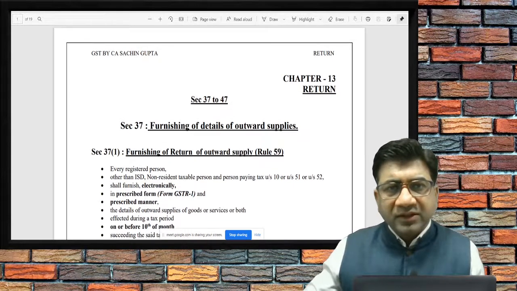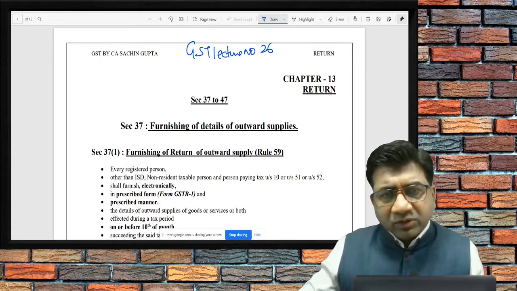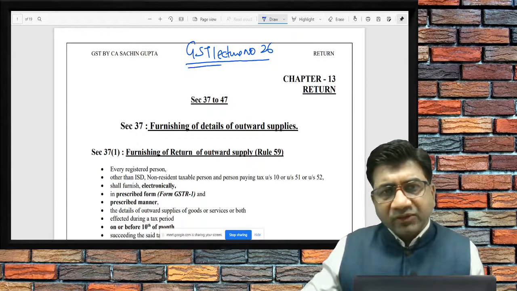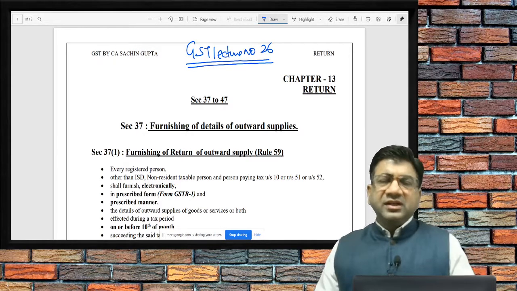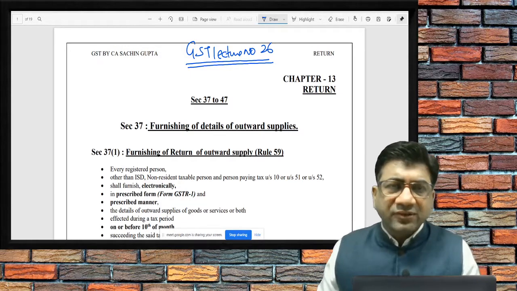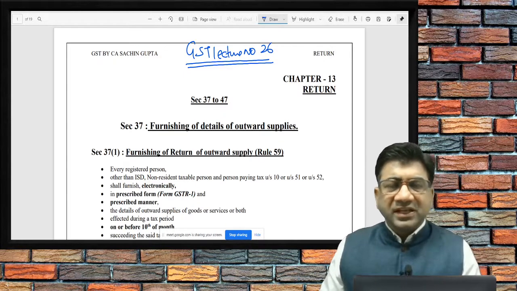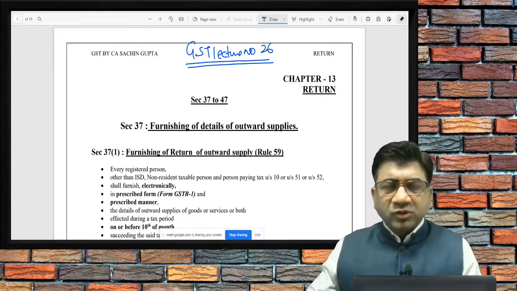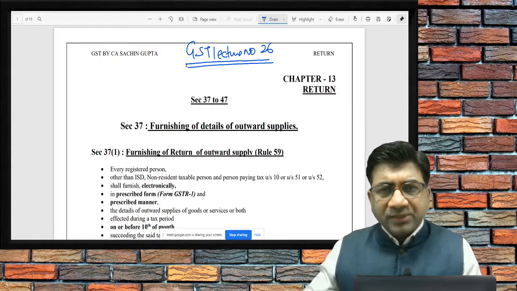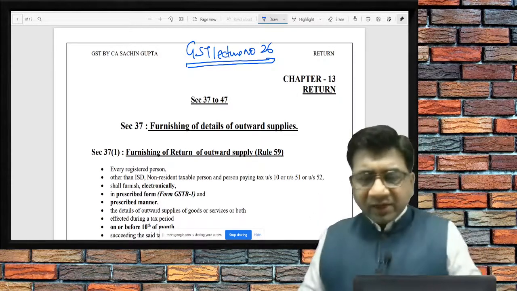Today is our GST lecture number 26, and we are going to start with the chapter of returns and finish up all the theoretical chapters. From next week we are going to start with the customs, which I'll take 3 or maximum 4 classes, then I'll start with the DT portion. So your custom book and the custom question bank will be reaching you very fast.